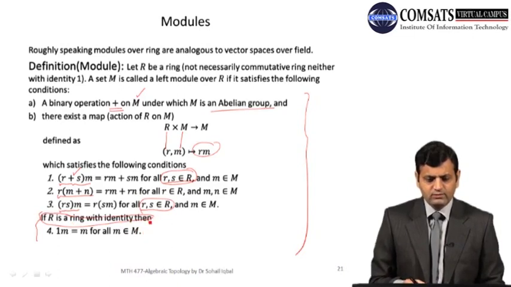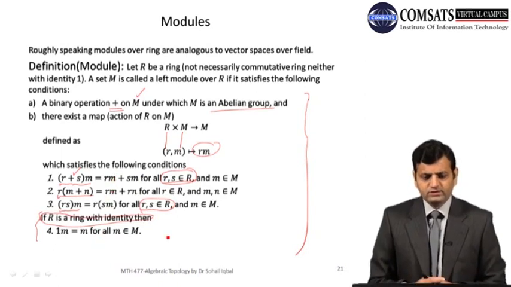So in general a module need not satisfy this fourth condition. So this is required only when R is a ring with identity. So if we ignore this sentence, then these are exactly the same conditions. So 1, 2, 3, 4, we require all these four conditions on a set to be a vector space.